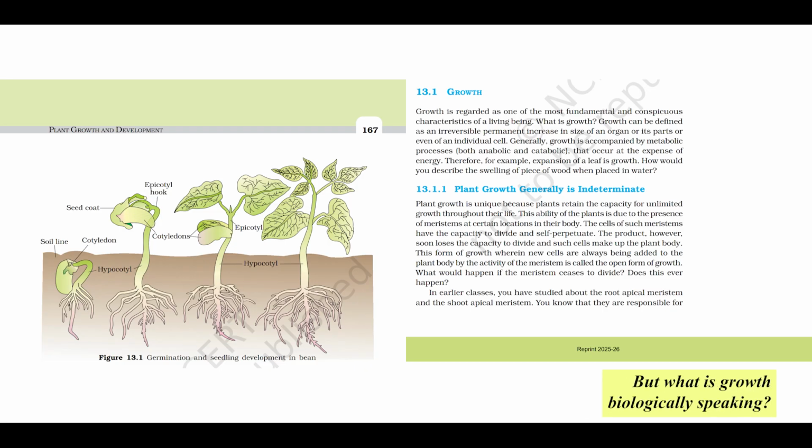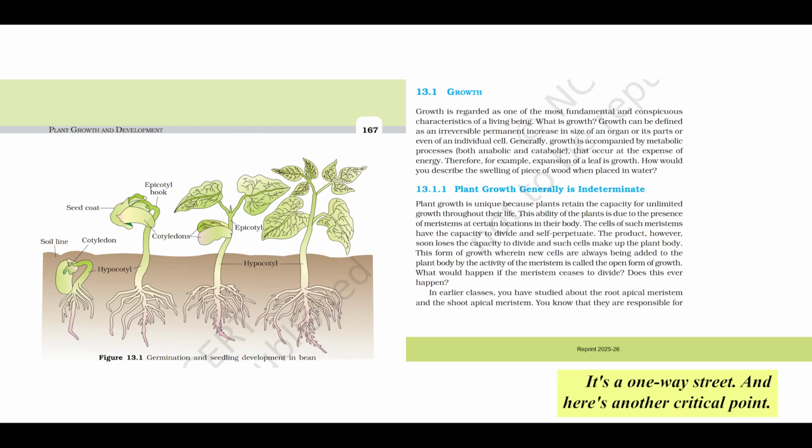Yeah, things grow. But what is growth, biologically speaking? For your exams, NEET especially, you need this precise definition. Growth is an irreversible, permanent increase in size of an organ or its parts, or even of an individual cell. Irreversible and permanent. Got it. Yeah. Keywords. Absolutely crucial keywords. Once a leaf is fully grown, you can't shrink it back to a bud.